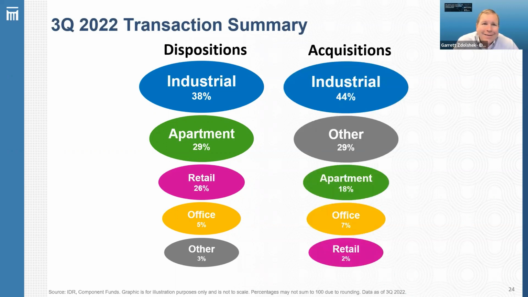Acquisitions, again, a lot of industrial, though more industrial was bought than sold. Other was the second most acquired, and within other, that was really self-storage. About $450 million of self-storage was acquired in the quarter. I should also mention there were 6 retail assets sold. Again, not a trend-creating view, but all 6 were sold above carrying value. I thought that was interesting. The office sale was not above carrying value.